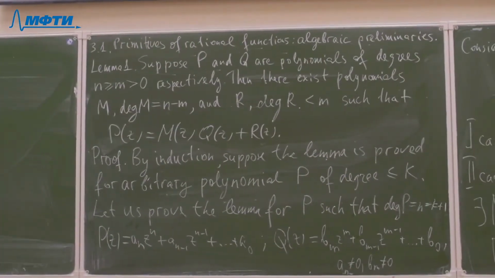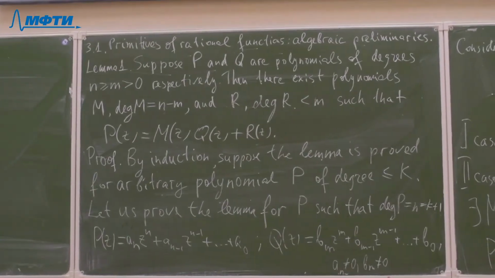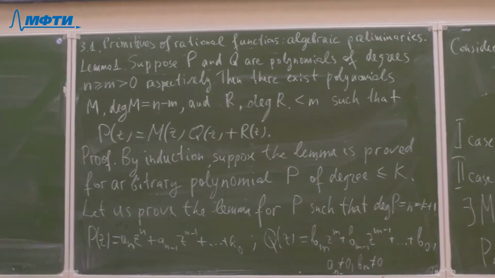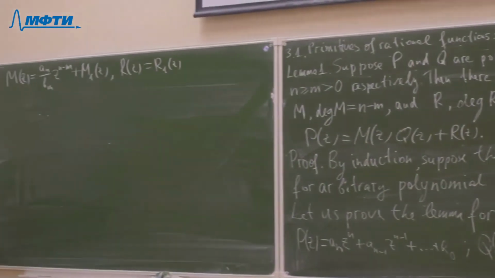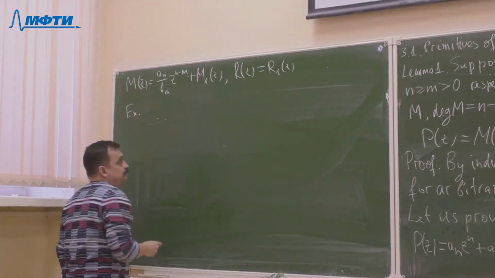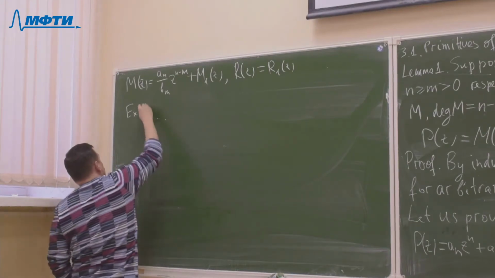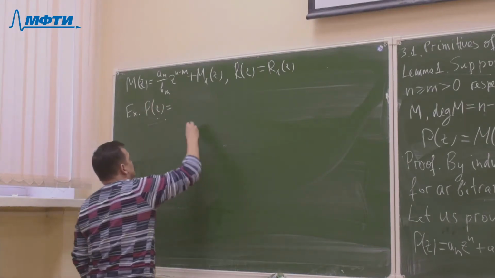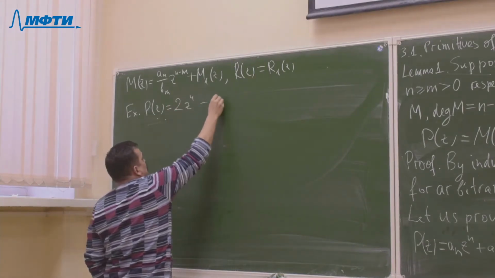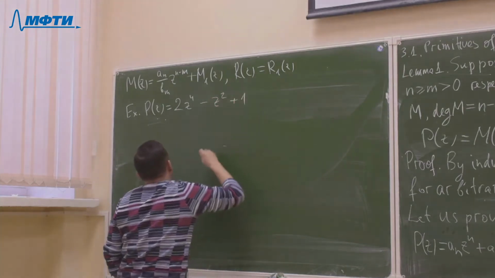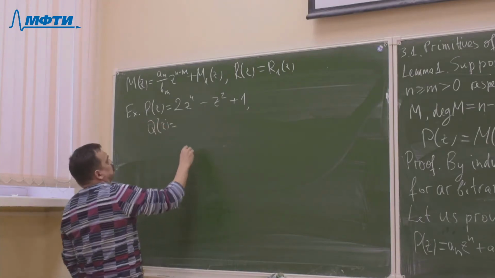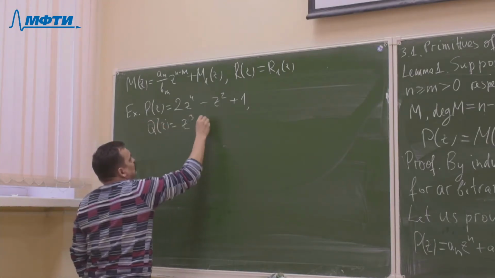So the lemma is proved by induction. And how it works, I hope you know. If you don't know, then that is just to repeat. So an example, how this lemma works. Let P of z be, let's say, 2z to the power 4 minus z squared plus 1, and Q of z is z cubed plus z.